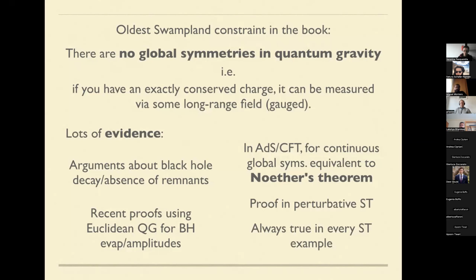So what that means is that if you write down an effective field theory and it looks like it has a global symmetry, that is actually not true. It has to be either broken or gauged by non-perturbative effects. Any questions about this?